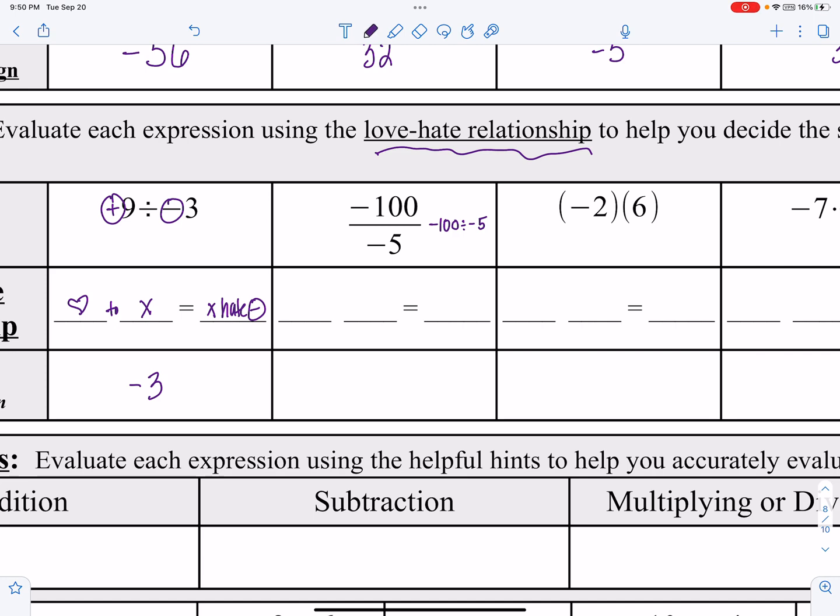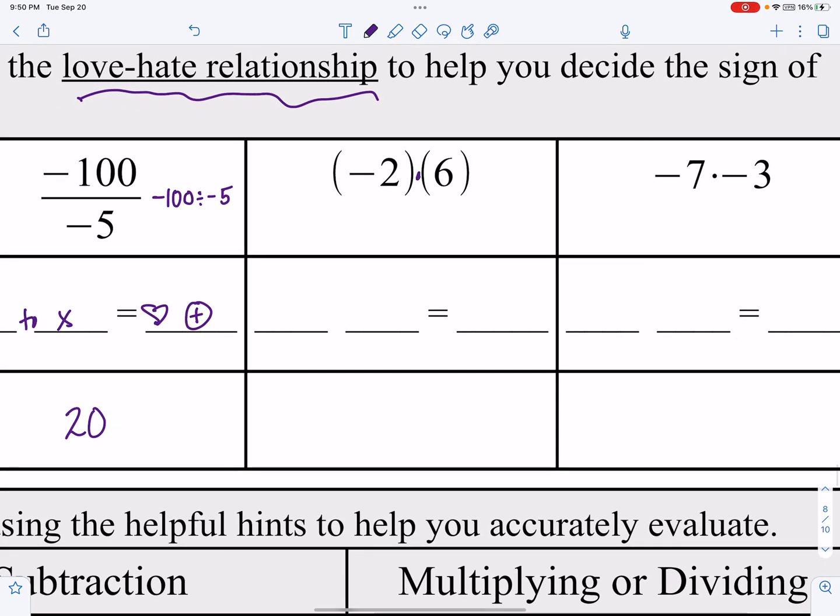And so either way, with our love-hate trick, this means that we hate to hate. If I don't like hating, that means that I love, and it is going to be positive like we said. So 100 divided by 5 is 20, and it is positive. All right, next one, we have multiplication.